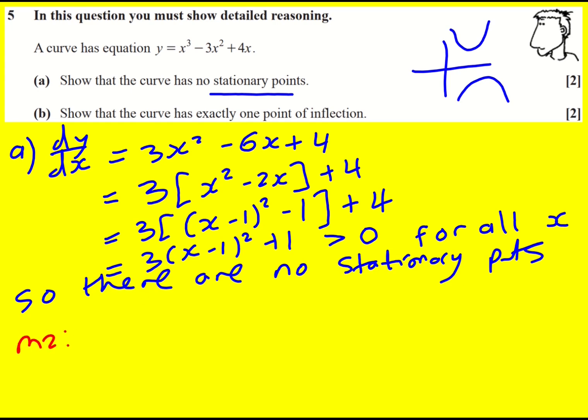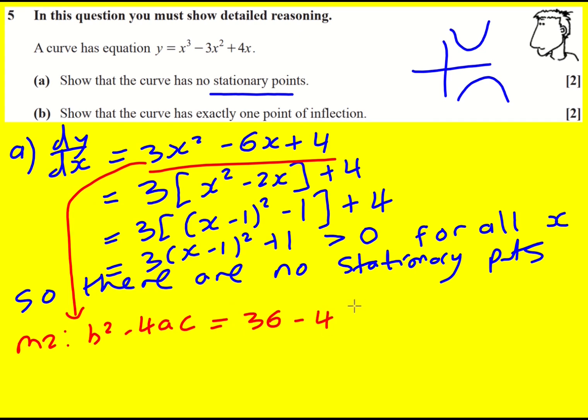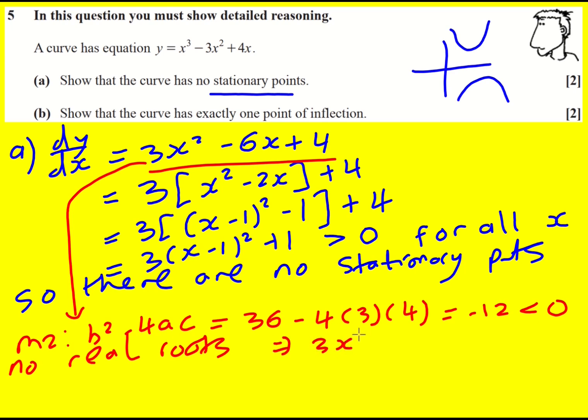Method 2, I did mention it. Let's look at the discriminant. So b squared minus 4ac. And this is for the derivative, not the cubic. The cubic doesn't have a discriminant. So b squared is going to be minus 6 squared, or 36, minus 4 times 3 times 4. That's 48. So I'm going to get minus 12, less than 0. No real roots. And this implies 3x squared minus 6x plus 4 cannot equal 0, and hence there are no stationary points. So that's another way to do it.